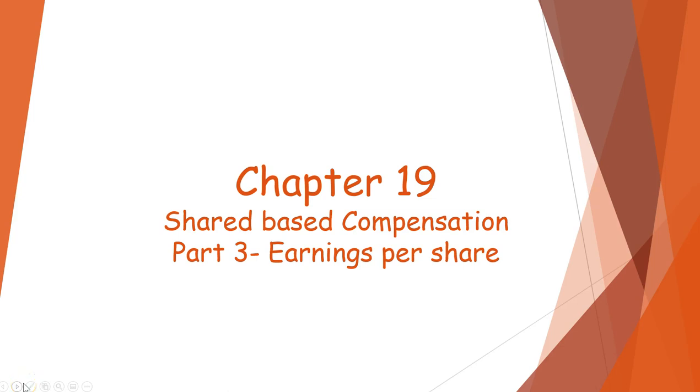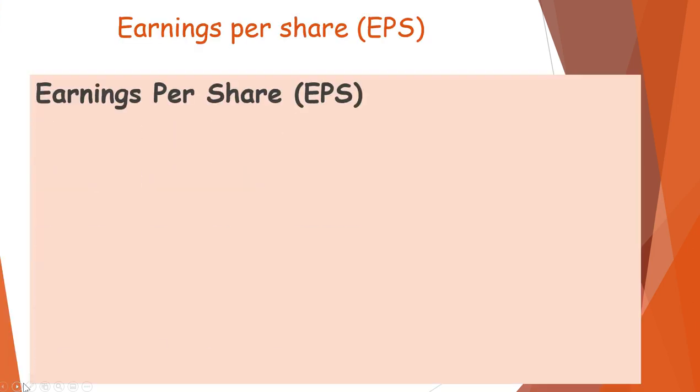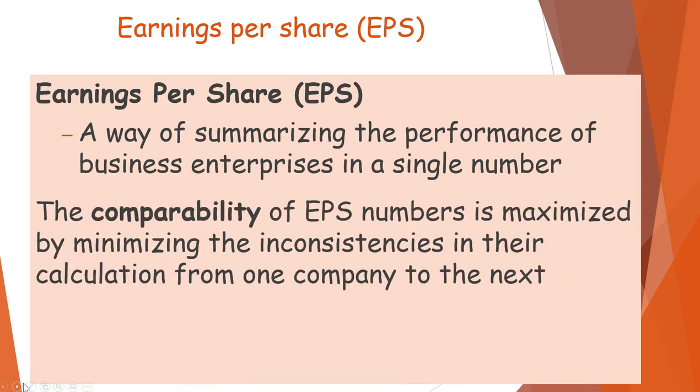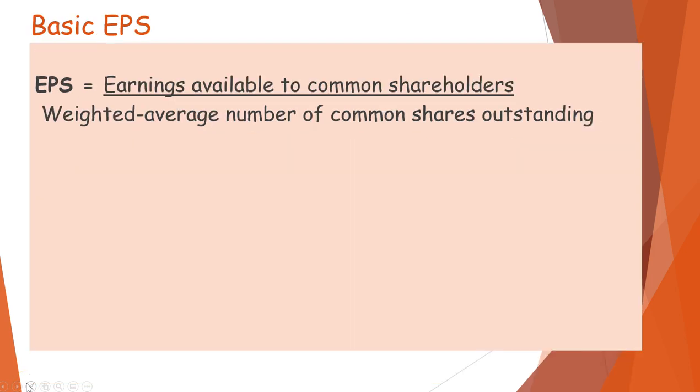Chapter 19, Share-Based Compensation. This is Part 3, and we're going to cover earnings per share. Now, earnings per share is a way of summarizing the performance of a business enterprise in a single number. The comparability of earnings per share numbers is maximized by minimizing the inconsistencies in their calculation from one company to the next. Now, normally, basic earnings per share is earnings available to common shareholders divided by the weighted average number of common shares outstanding.